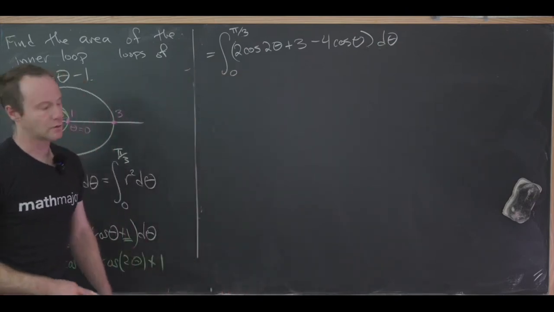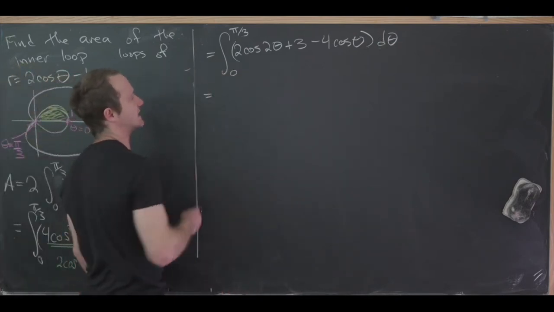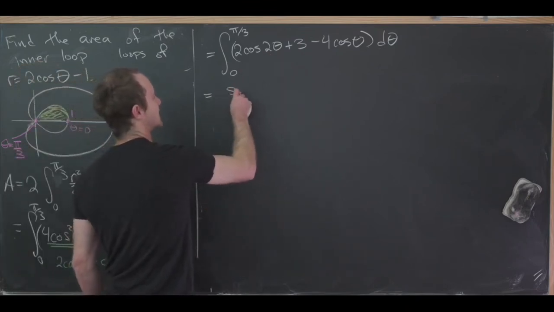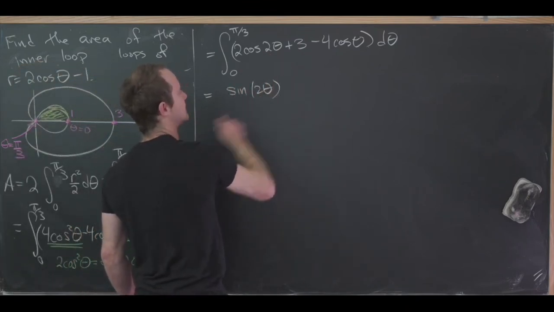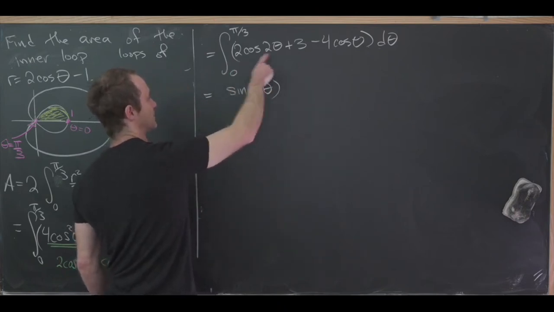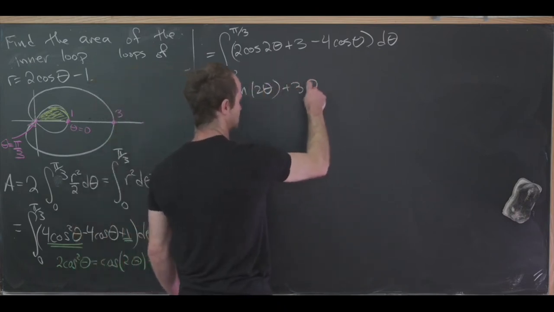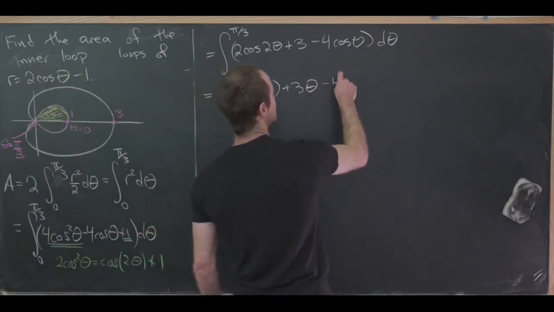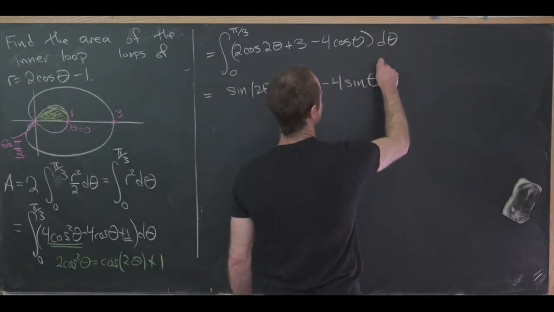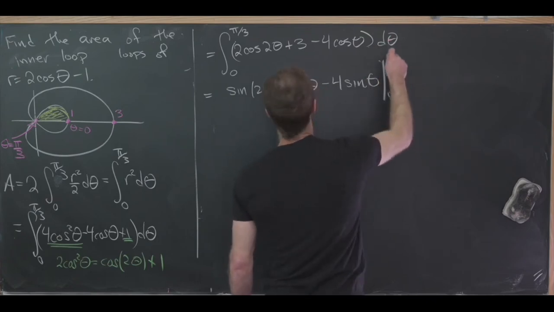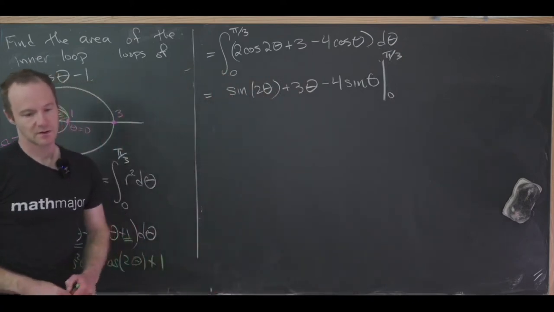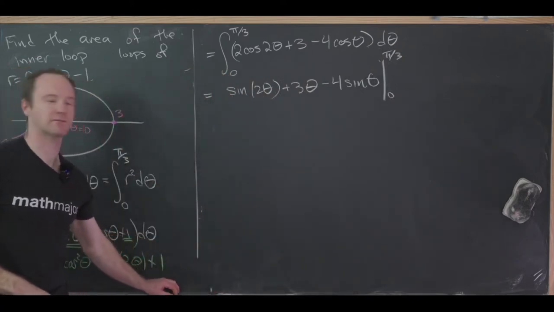And now we're essentially good to go. We can just take the antiderivative and plug the numbers in. So this will give us something like the sine of 2 theta from taking the antiderivative of this, plus 3 theta, and then minus 4 times the sine of theta. And then, like I said, evaluated from 0 to pi over 3. Good. And then maybe I won't work those numbers out. I think that's okay.